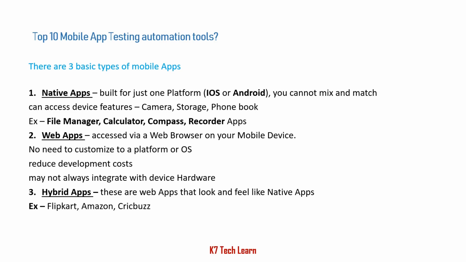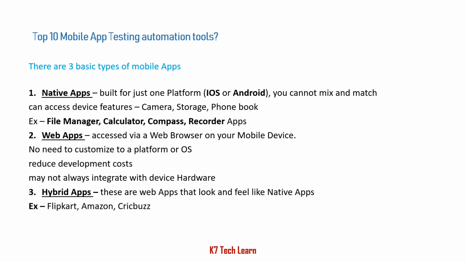Let's see first what is native app. Native app is built for just one platform, either iOS or Android, and you cannot mix and match. Means we have to create two separate builds, one for iOS platform and one for Android platform. And native apps can access device features, camera, storage, and phone book. For example, file manager, calculator, compass, recorder apps come under native. Compared to web apps, for native apps, development cost will be high.